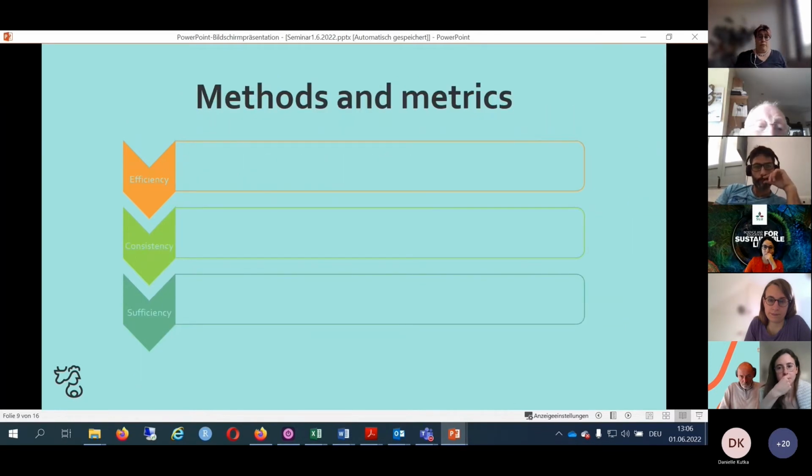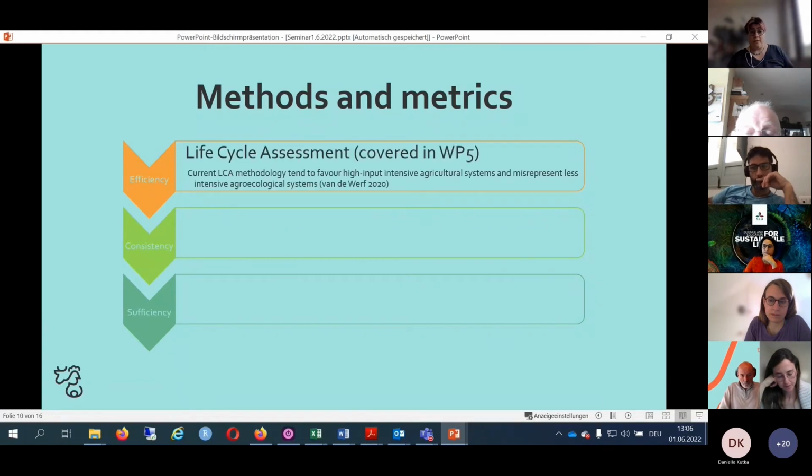So now we want to look at how we can actually measure these three strategies. The first is quite simple. Efficiency can be well assessed through life cycle assessment, which is something that is covered in work package 5. And it really measures what we call eco-efficiency. So what's the footprint for one kilo of meat or milk?